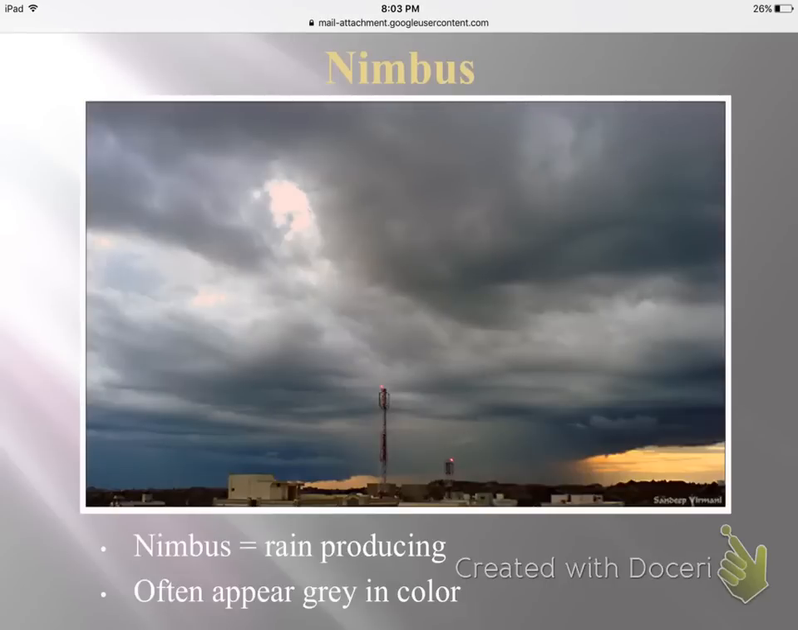The word nimbus can kind of go along with any of the cloud names, so you can have cumulonimbus clouds, and nimbus just means rain producing. So if that word nimbus is thrown on to any other cloud name, nimbo, nimbus, whatever, that means that that particular cloud is going to be bringing rain. And these are clouds that usually appear with that gray color or that getting darker color that you see whenever rain is produced.